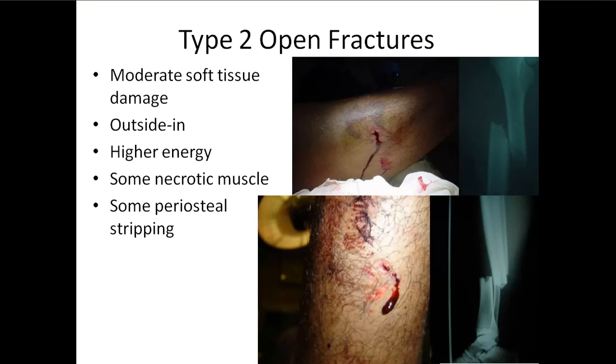Coming to type 2, there is moderate soft tissue damage, and it's a high energy injury. Again, type 1 may be low energy, but type 2 is high energy. If you see the open wound, there will be necrotic muscle and some periosteal stripping. It's a high energy injury with moderate soft tissue damage.